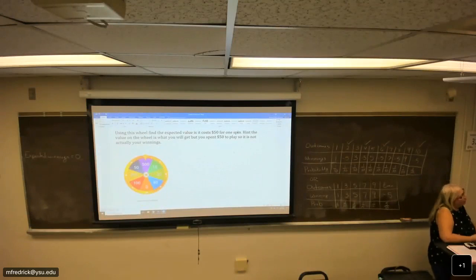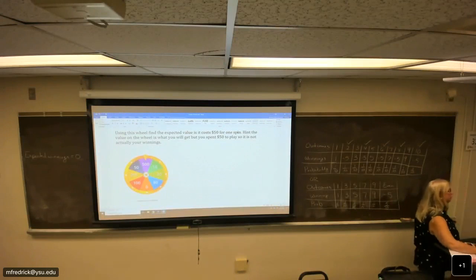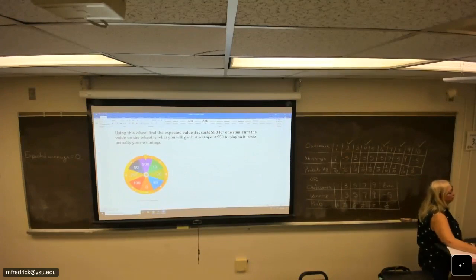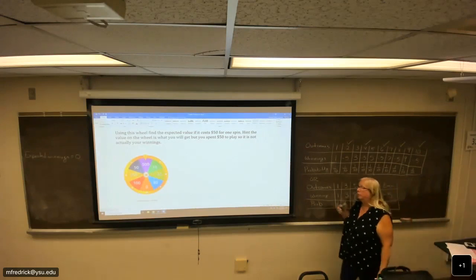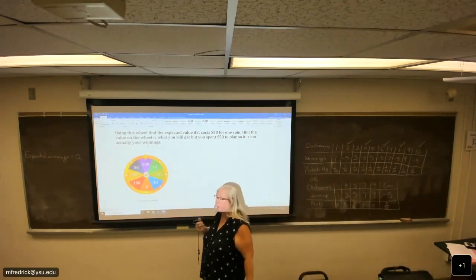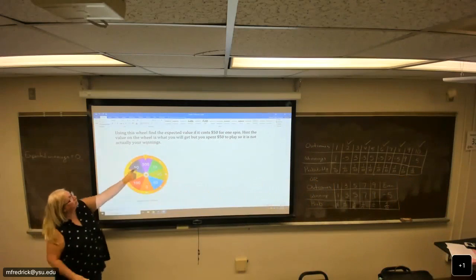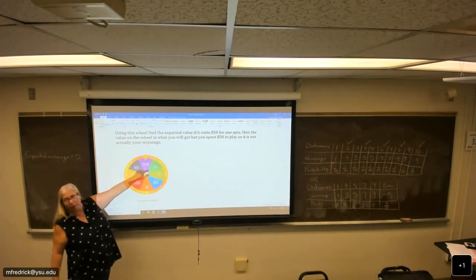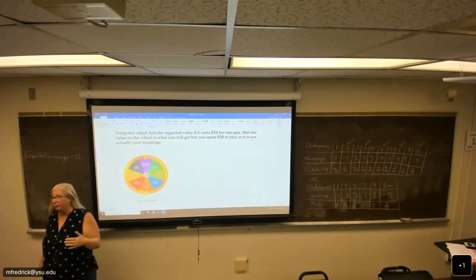Using this, we will find the expected value. If it costs $50 for one spin, the value on the wheel is what you will get, but you spent $50 to play the game, so it's not your winnings. So this one's not subtracting what it costs to play. So it costs $50 to play. If I land on 500, how much am I actually winning? $450. Yeah. So you gotta subtract what you paid to play.